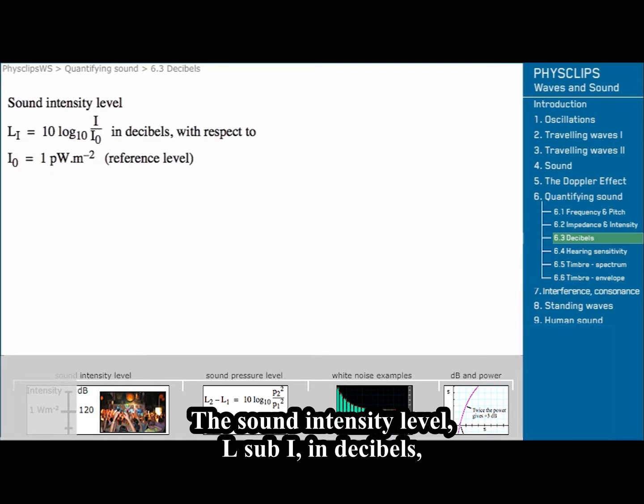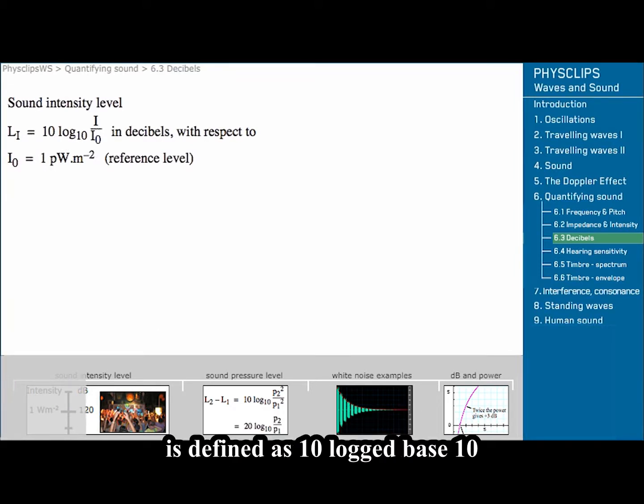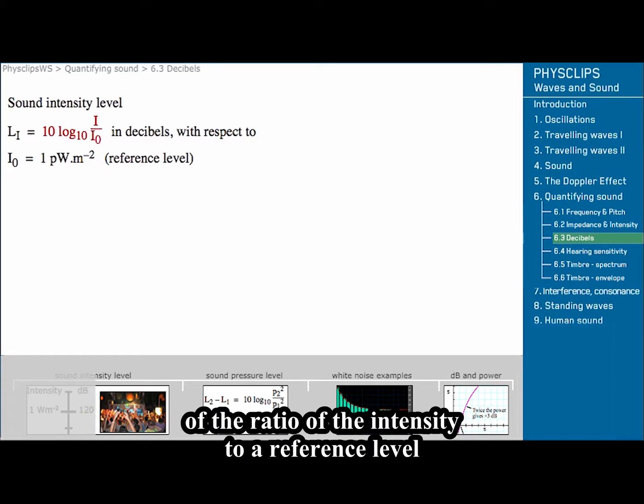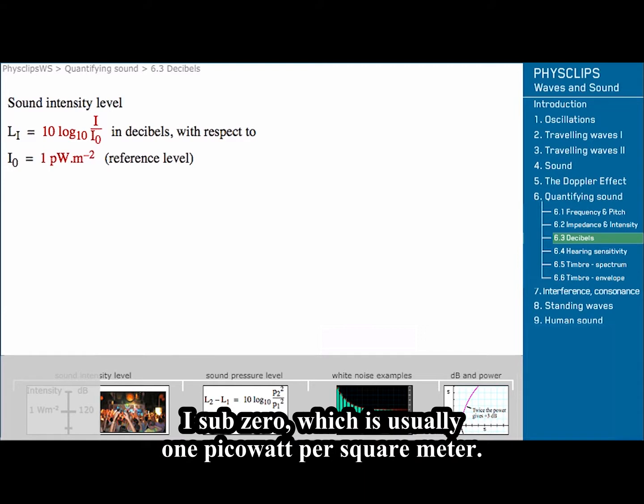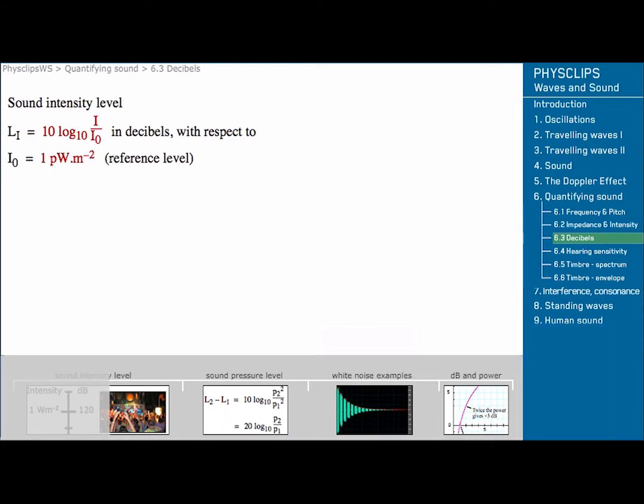The sound intensity level, L sub I, in decibels, is defined as 10 log to base 10 of the ratio of the intensity to a reference level I sub 0, which is usually 1 picowatt per square metre. It's because of the factor 10 that we call the units decibels.